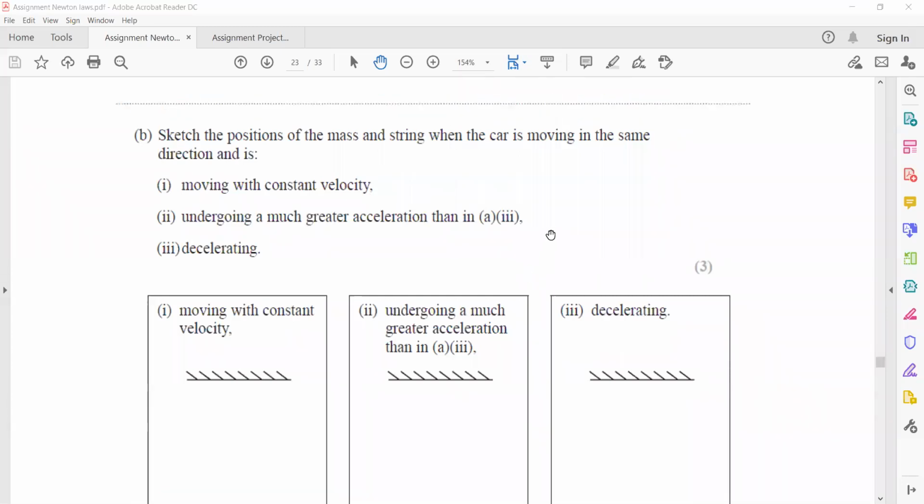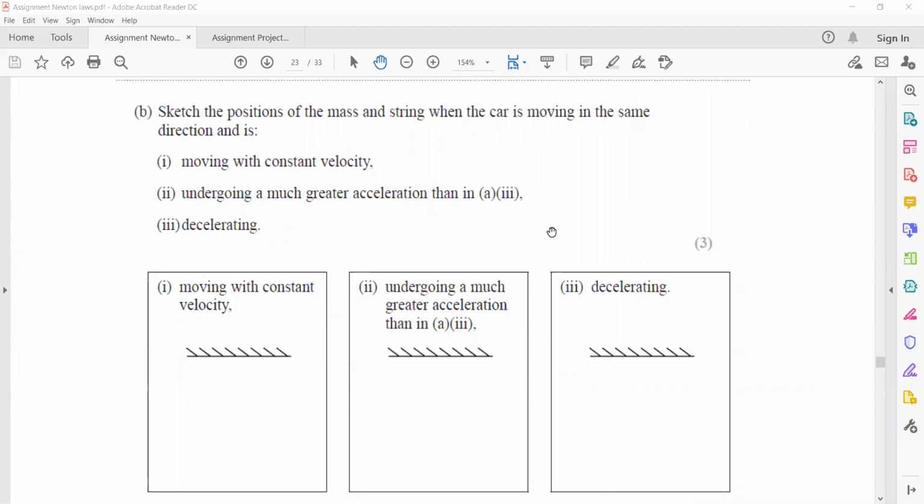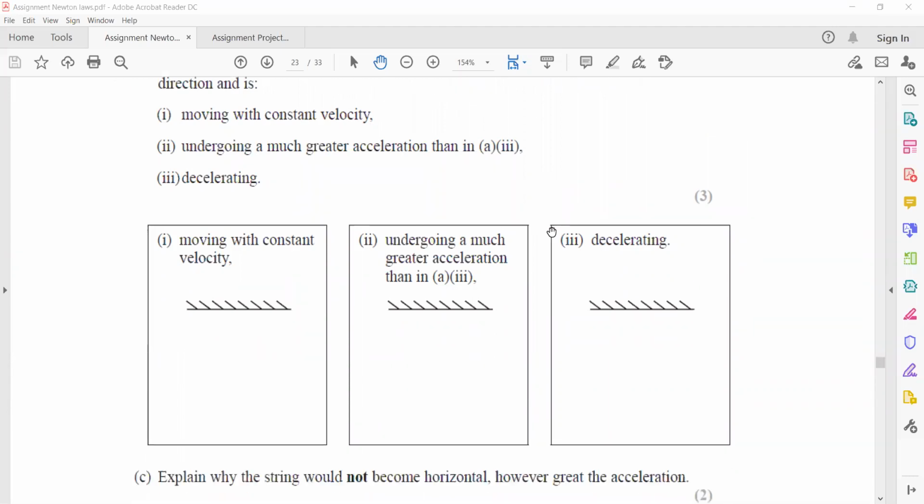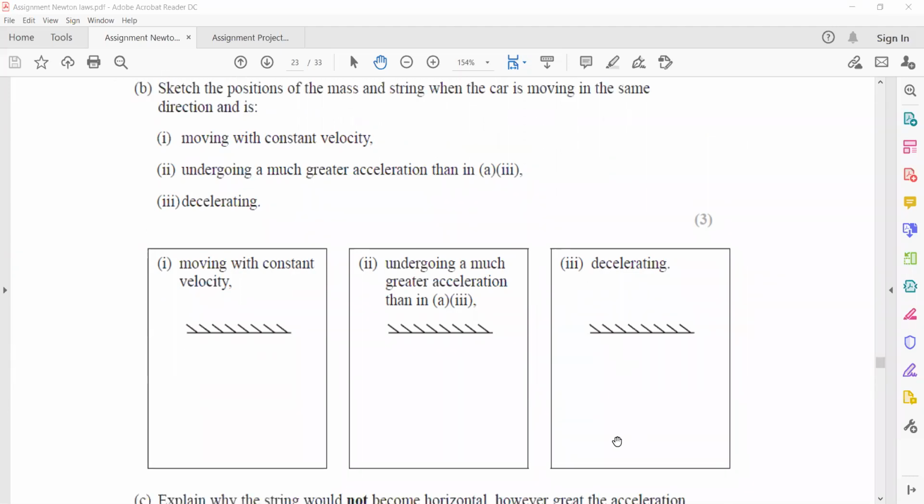The next one is: sketch the position of the mass and the string when the car is moving in the same direction at a constant speed. Constant speed or constant velocity means there should be no resultant force. If there's no resultant force, there will be no resultant force on the pendulum as well, that mass attached to string. And if there is no resultant force, then it will stay at its original position.